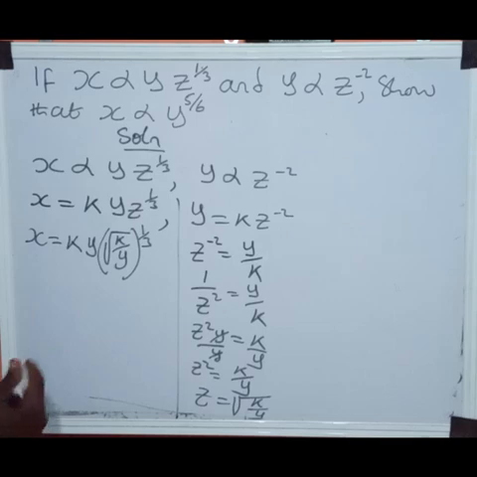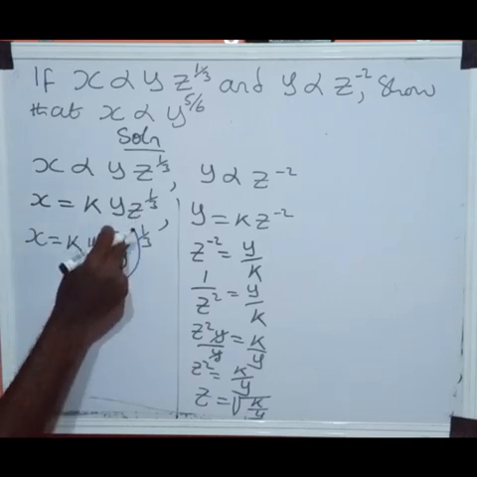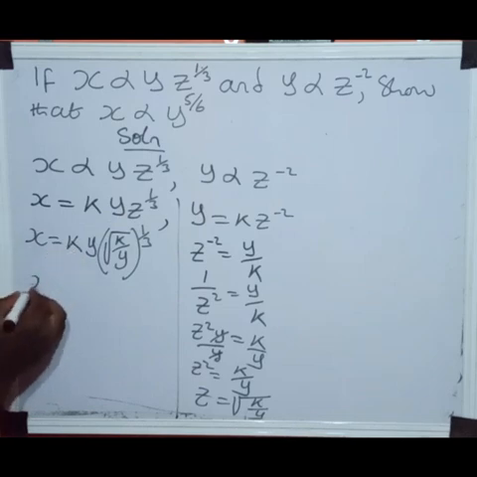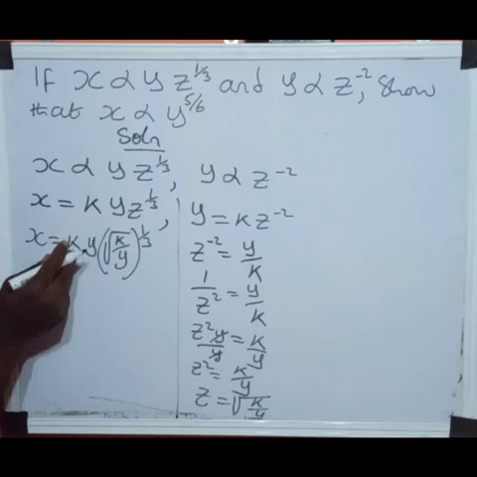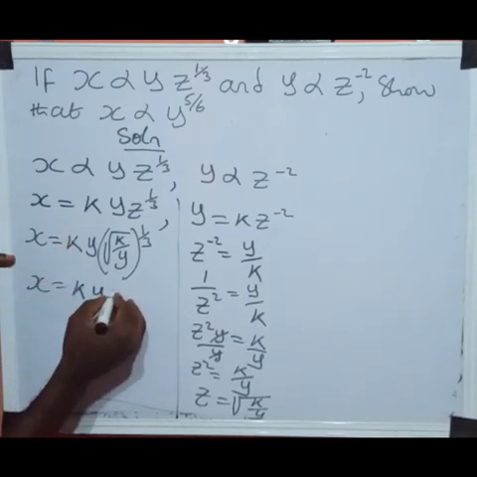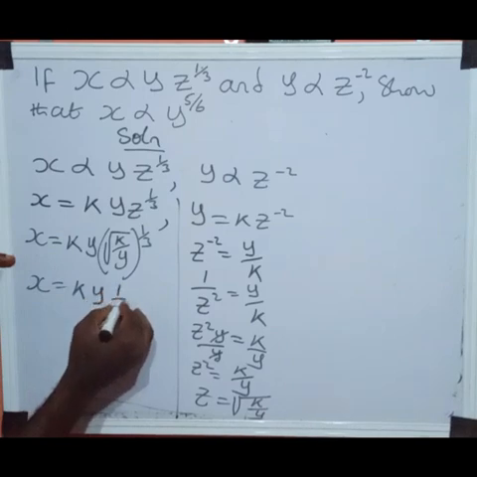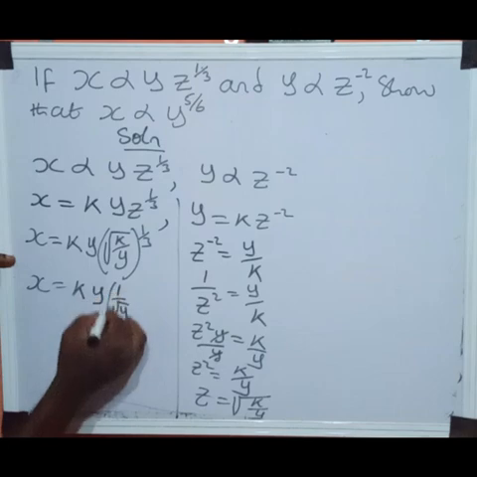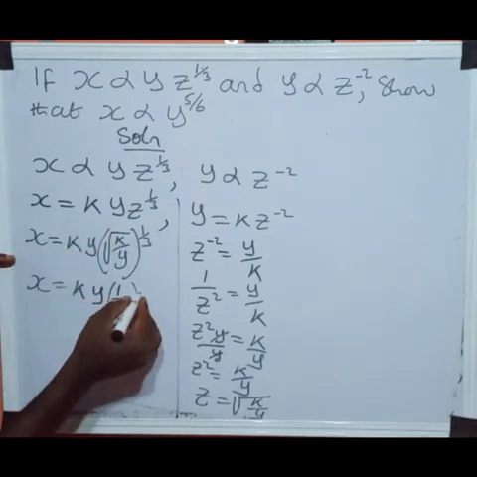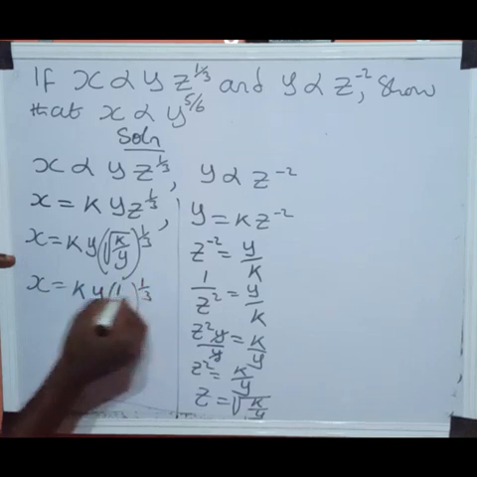Remember, k is a constant. Even if you find the square root, it's still a constant. So we can put them together to just be one constant. So x is equal to, we'll remove this constant and join it with this to have k y, then we have 1 all over root y, because we have removed the root k to join this k. They are all constants. Raised to the power 1 over 3.